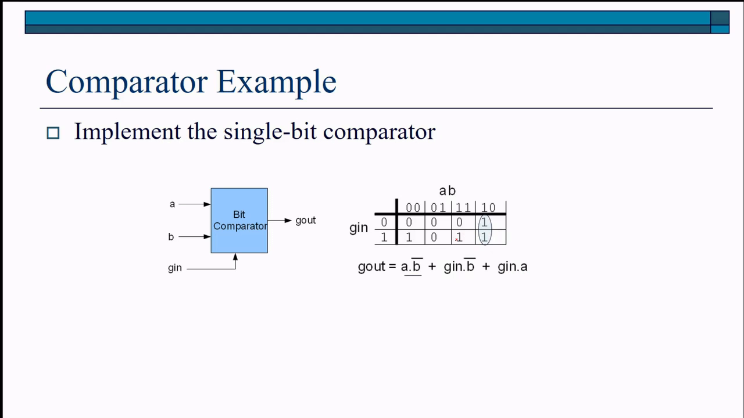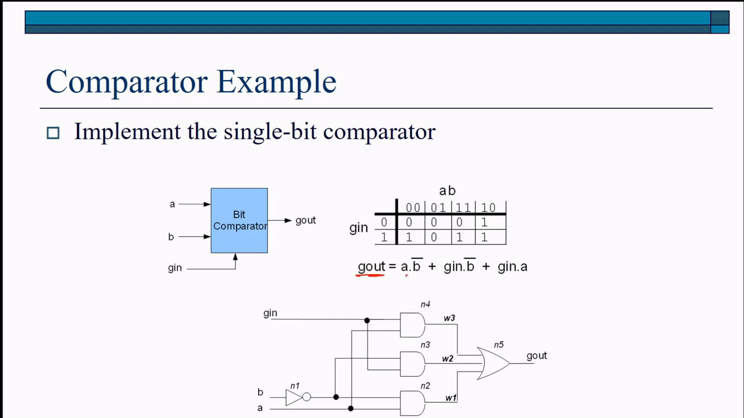And the final product term we have is the product term here, A ANDed with not B, which gives us the product term for these two outputs. So this is the simplification we obtain using the ideas from Karnaugh mapping. And the goal of doing this is to have product terms that we can now OR together to obtain the output G out.